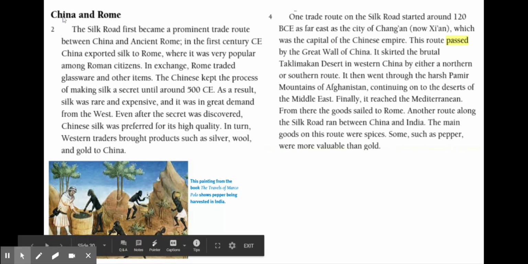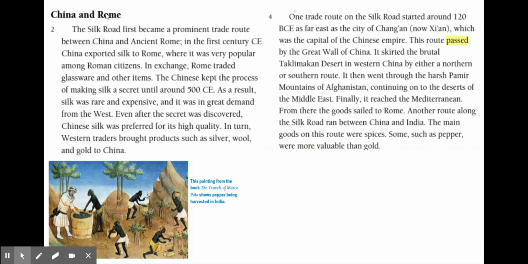Our next section is called China and Rome. I know that these were the two places that the Silk Road connected. Let's read more about that. The Silk Road first became a prominent trade route between China and ancient Rome. In the 1st century CE, China exported silk to Rome, where it was very popular among Roman citizens. In exchange, Rome traded glassware and other items.